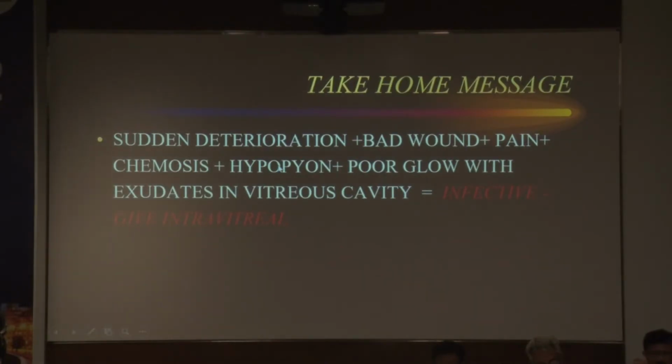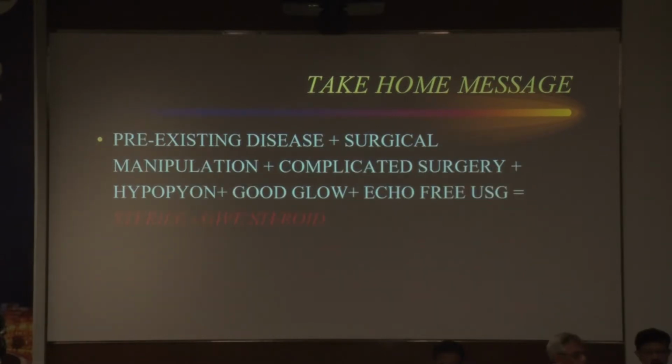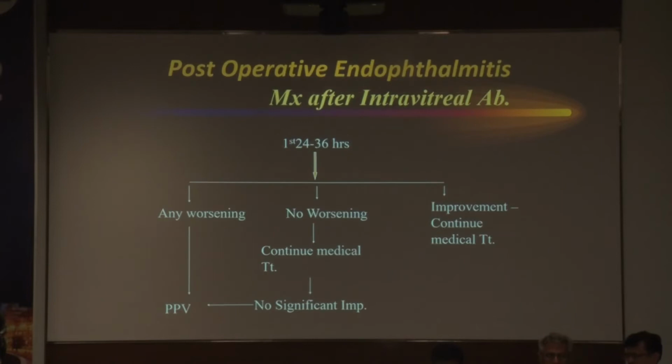So, take home message: sudden deterioration, bad wound, pain, chemosis, hypopyon, poor glow with exudates in the vitreous cavity. Think of infective etiology, give intravitreal antibiotics. If there is a pre-existing disease, surgical manipulation, complicated surgery, hypopyon, good glow, echo-free ultrasound, usually it's sterile and you give steroids.